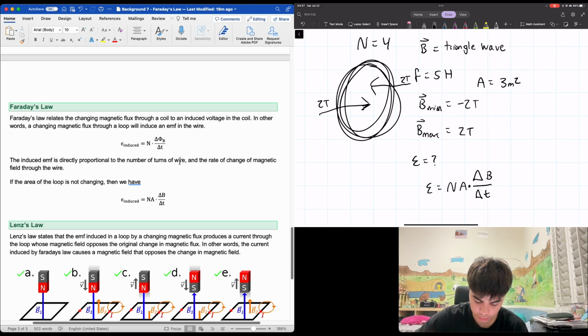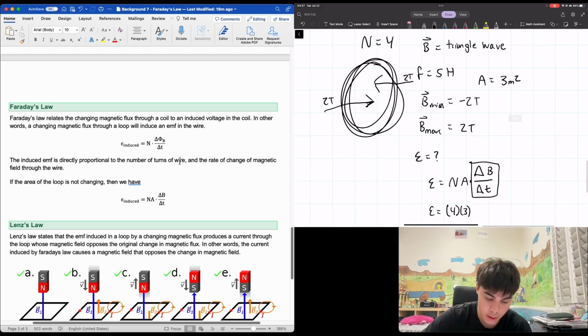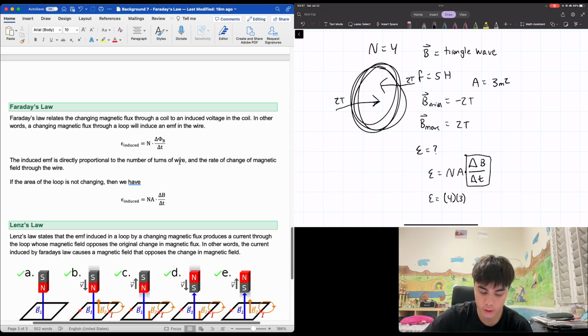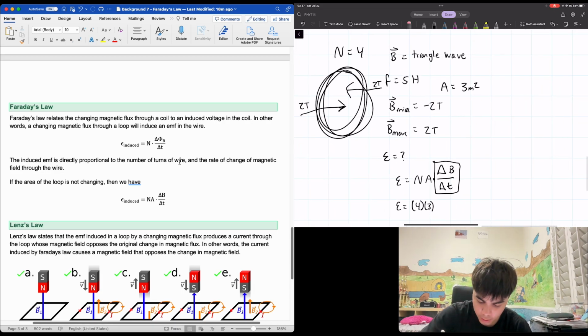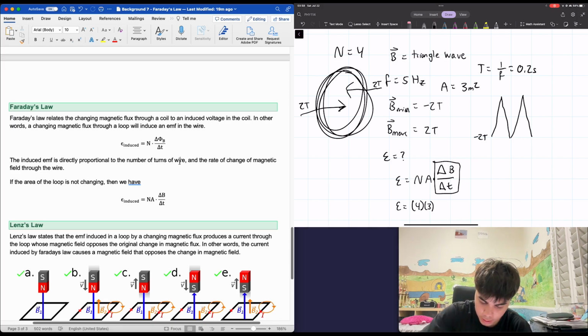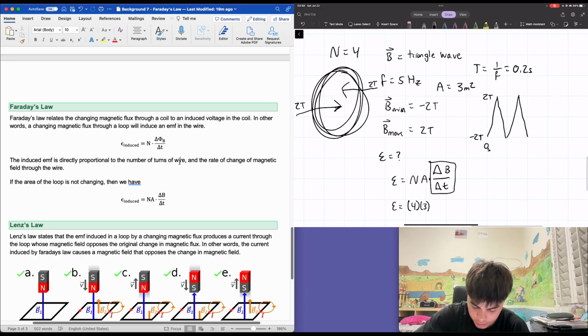And this is the hardest part right here. So we have this delta B over delta T. What we're going to do is draw a graph of the magnetic field versus time. Since it's a triangle wave with frequency of 5 Hertz, the period of the wave is 1 over frequency, which equals 0.2 seconds. That means one oscillation happens every 0.2 seconds. We know the minimum magnetic field is -2 and the maximum is 2. If here we have 0 seconds, then here we have 0.2 seconds, and that means up here we have 0.1 seconds.